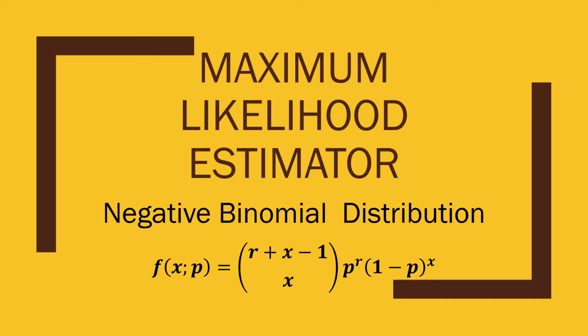This is our lecture series of finding maximum likelihood estimators for different distributions. Today we are taking up negative binomial distribution with probability mass function given as r plus x minus 1 combination x, p raised to the power r, 1 minus p raised to the power x. We are going to find the MLE for the parameter p of this negative binomial distribution. So let us begin the finding procedure.